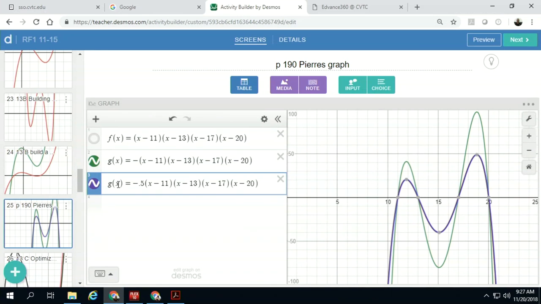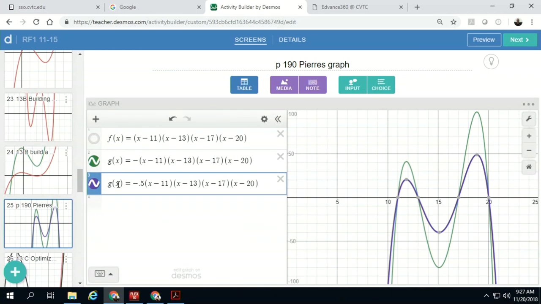Compared to the graph that you've got on page 190, right? The graph on page 190 goes as far up as this purple one does, correct? It goes up and comes back down. This distance in the purple is 60. This distance in the green is 120. Does that make sense? Everybody good?